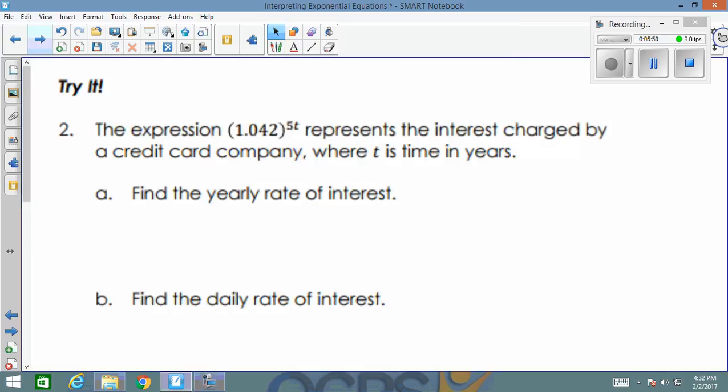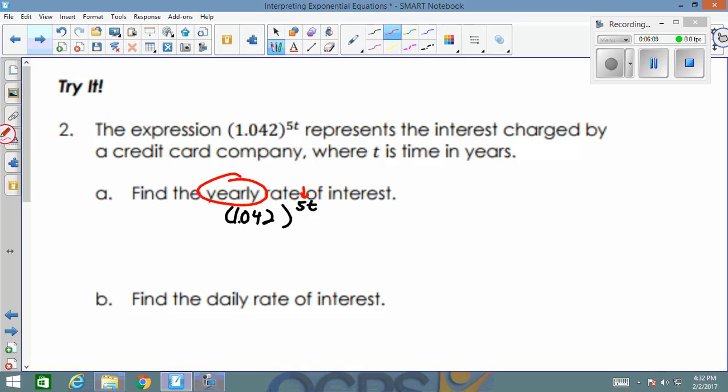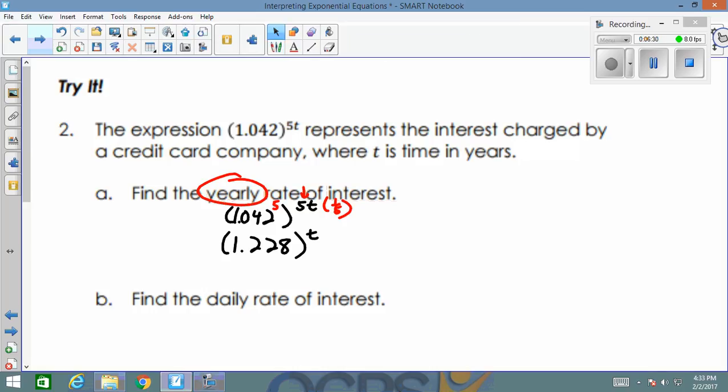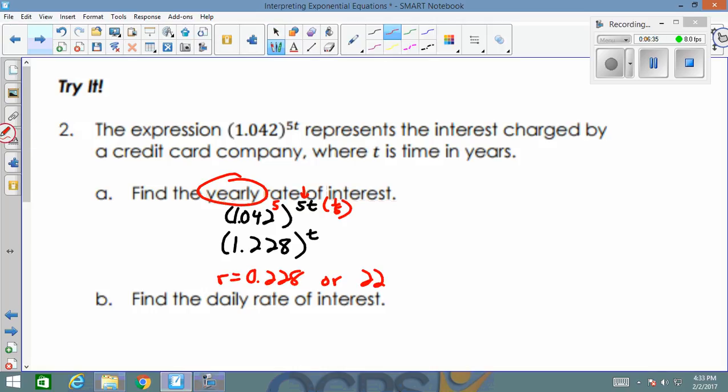Okay, so we're getting this 1.042 raised to the 5t. And instead we're doing a yearly interest rate, so we need to make this number here 1. So we're going to multiply by 1 over 5. And whatever I do, I need to flip here, so that's going to be to the 5th. So 1.042 raised to the 5th is 1.228. Okay, so my R would equal 0.228 or 22.8%.